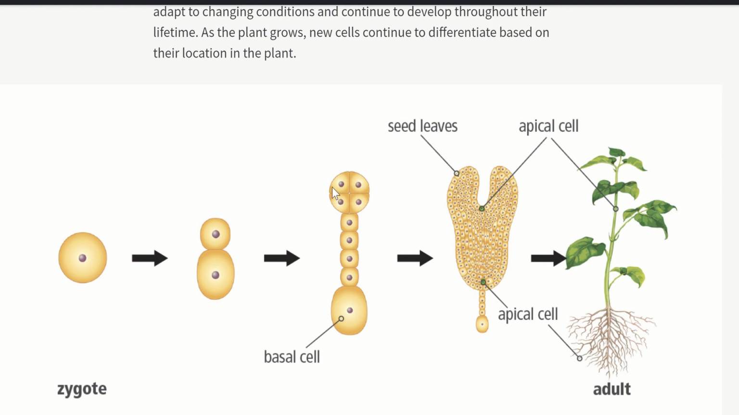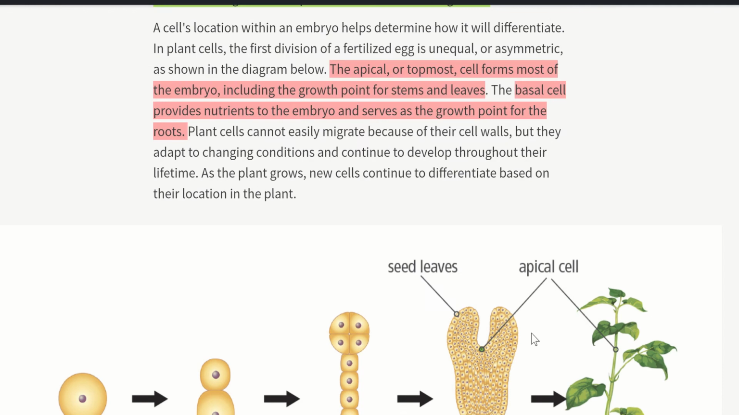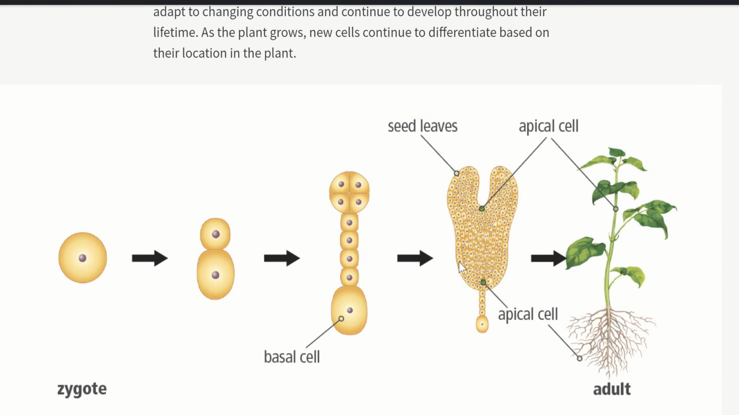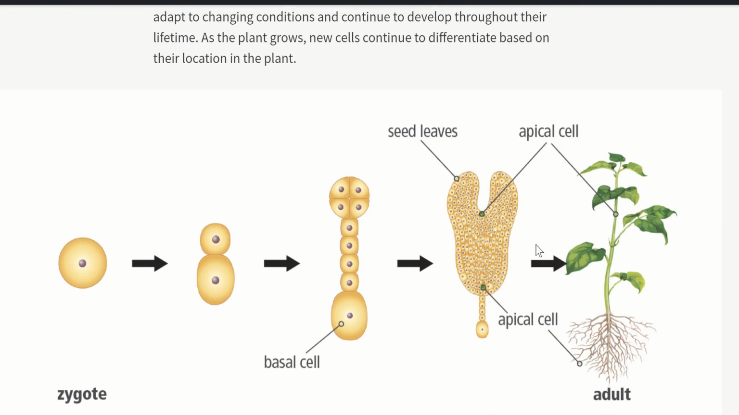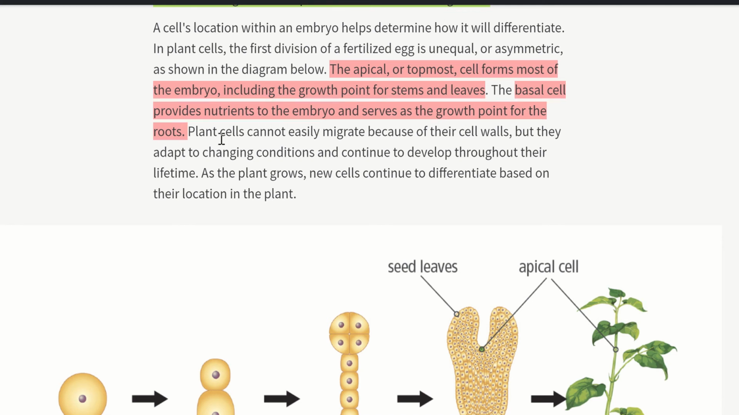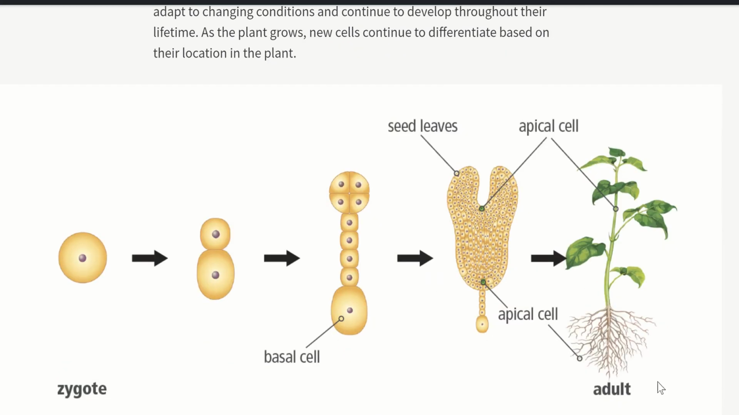But notice that this area right here is actually going to become this part of the plant, which is pretty much everything above, like the leafy part of a plant. And then this part, the basal cell, is this cell right here, and it's going to develop into the root system. So as we look back here, it says the topmost cells are going to become most of the embryo. So these cells are going to become this section, which becomes most of the plant. It talks about the basal cells providing the nutrients for that embryo, but they are going to develop into the root cells. So this is the development, or cell differentiation, of plants.